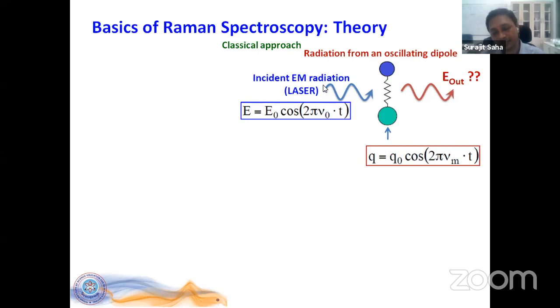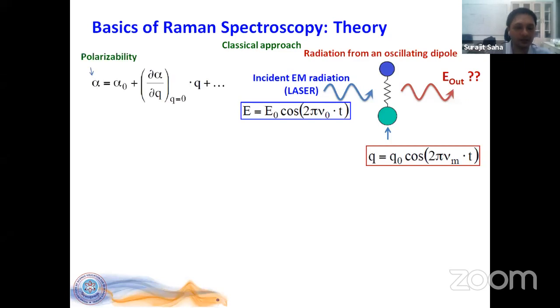Let's say we shine electromagnetic radiation. In the case of Raman, it is monochromatic light, with electric field amplitude E naught and frequency nu naught. When this monochromatic light is shone onto the diatomic molecule, scattered light comes out of it, and we are concerned with E out, the electric field, or essentially the intensity, of the outcoming light. Now, there are certain other things we have to keep in mind.